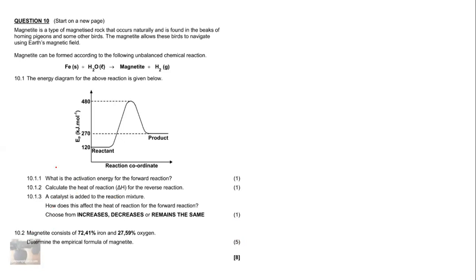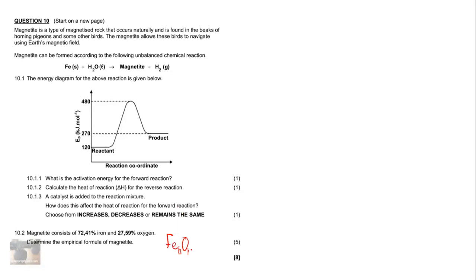They say to us, a magnetite consists of 72.41% iron and 27.59% oxygen. Determine the empirical formula of magnetite, right? So we expect to have something that looks like this, Fe, O. So we don't know what is the number here.